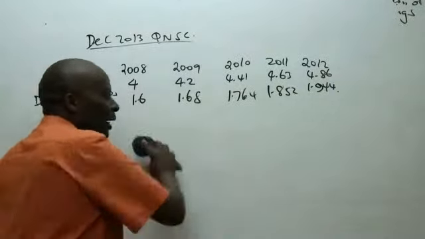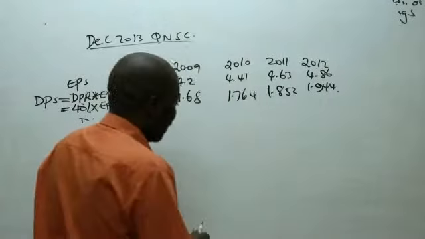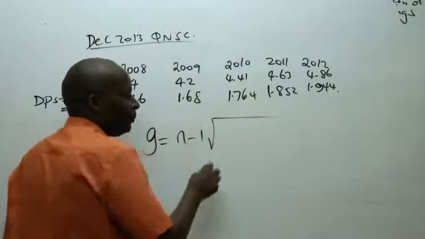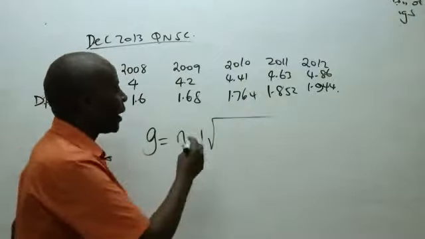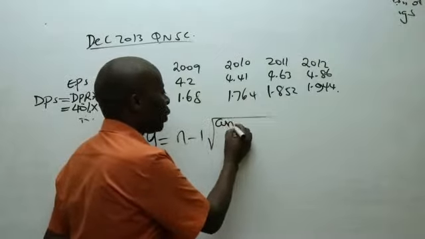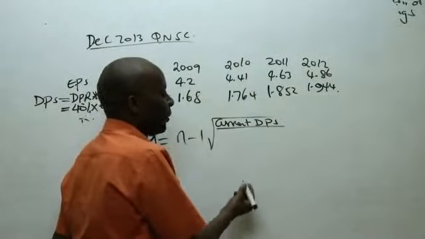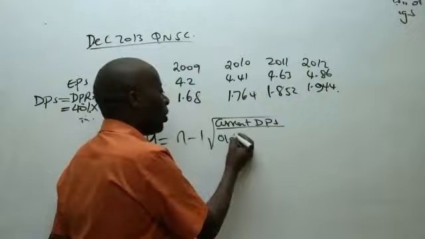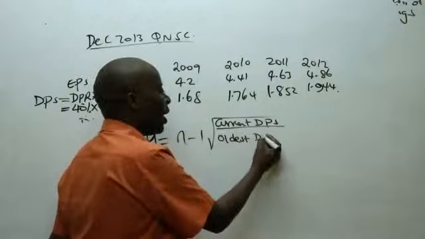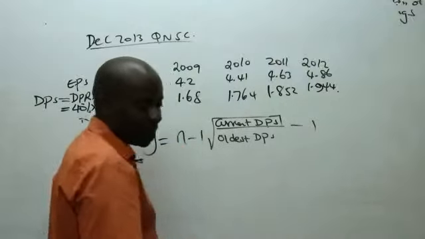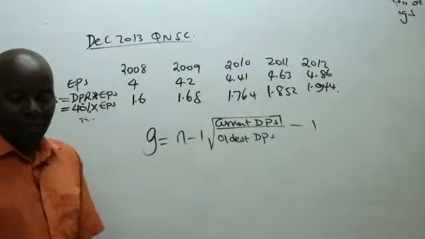Whenever you've got a number of dividends like that, to get growth rate, we normally talk of N-1 all over the current dividend per share, current DPS, all over the oldest DPS, and then whatever I will get, I will come and subtract 1 there.